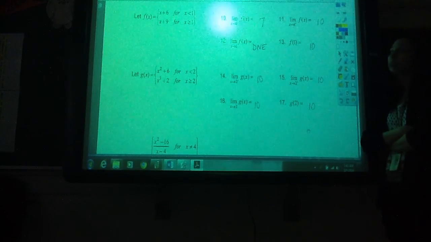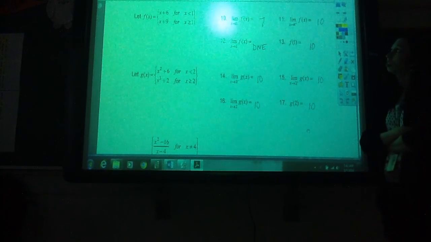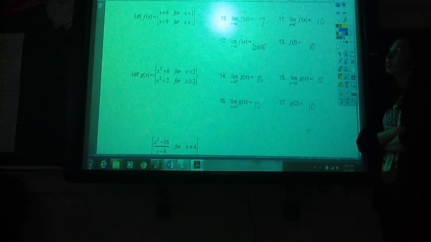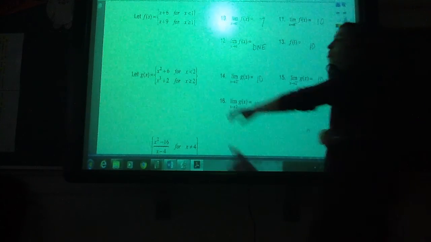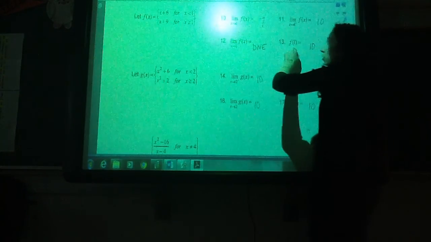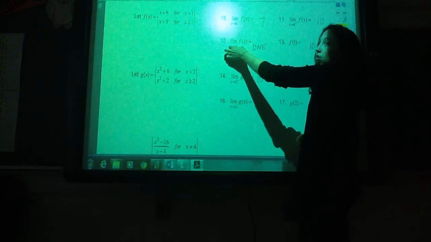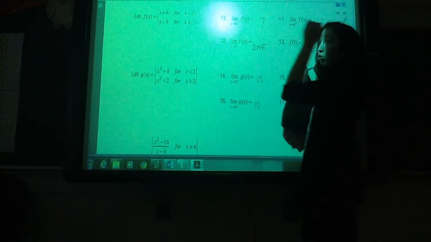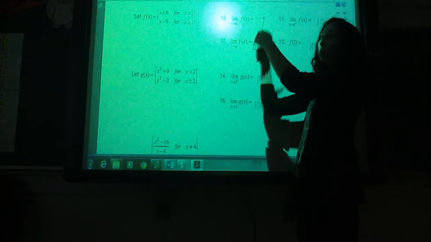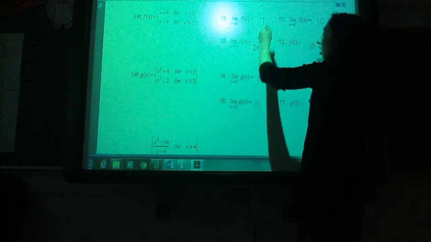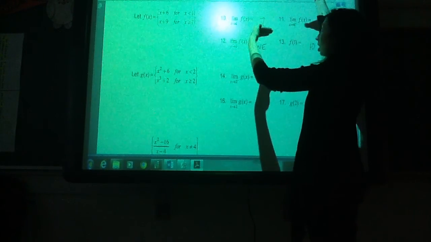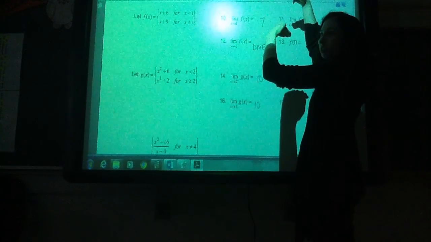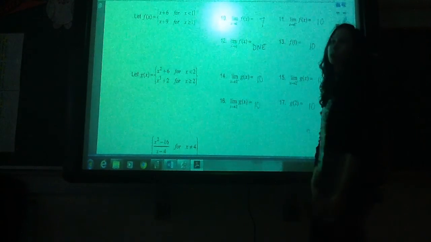Number 12, why don't we use the greater than and equal to? That equal to is only applicable for the actual function value. Remember that the limit itself, as you come towards that number 1, what number is it approaching? Well, from the left it's approaching 7, from the right it's approaching 10, so they don't match. They don't come to the same number, so you can't say that a limit actually exists.